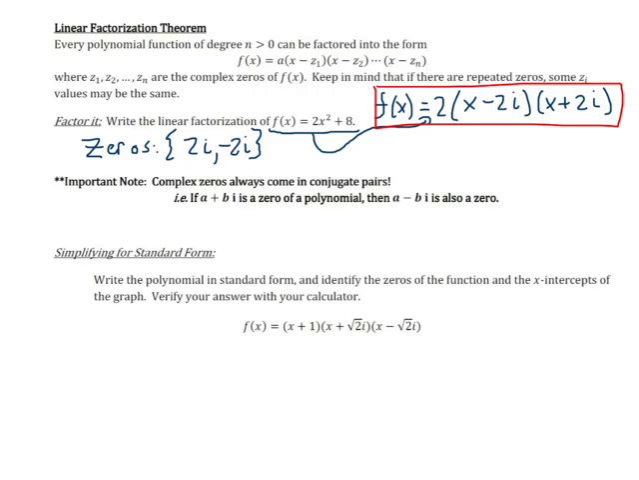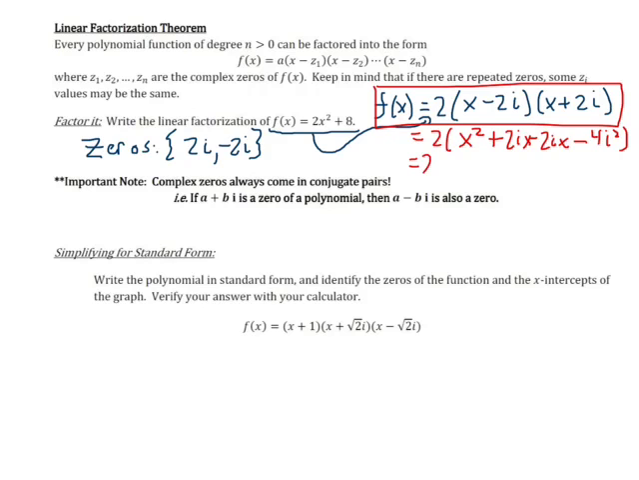Okay, and so let's leave the 2 out here for now. We're going to multiply our x and our 2i, so we have x times x, which is x squared. We have x times 2i, which would be plus 2ix. We have negative 2i times x, which is minus 2ix. Oh, I lost an x here. And then we have negative 2i times positive 2i. And that's going to be minus 2 times 2 is 4, and i times i is i squared.